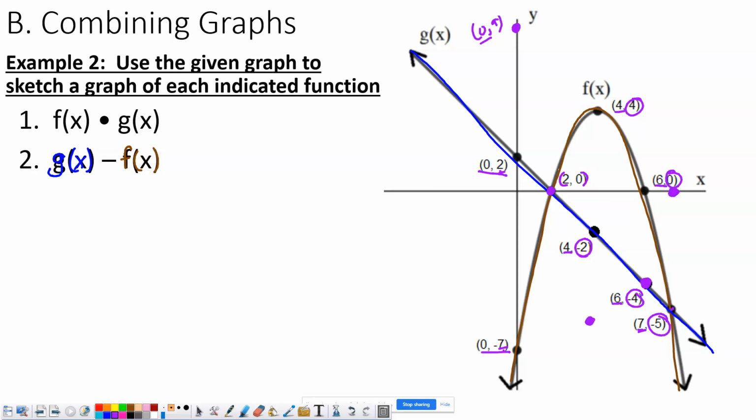So if I connect these dots that I just made in order, starting up here, comes down, boom, boom, boom, and boom. And there's my new graph.